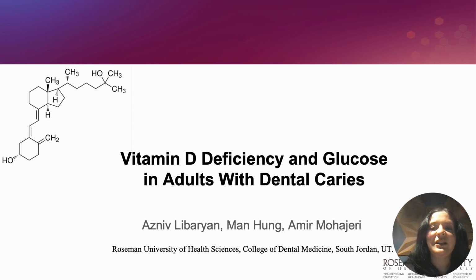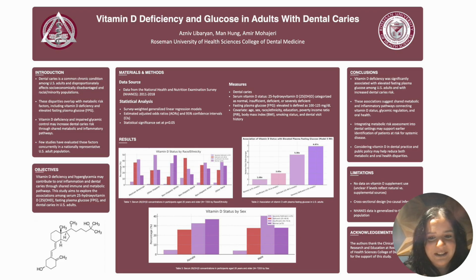In this project, we looked at how vitamin D levels and fasting glucose relate to dental caries in adults. What we found is that low vitamin D and elevated fasting glucose are both associated with higher caries risk, suggesting some shared metabolic and inflammatory pathways between systemic and oral health. I'm excited to walk you through what we found and why these connections matter for dental practice and public health as a whole. And here's a copy of our poster. In the following slides, I will go into a deeper dive of each of the sections on this poster.